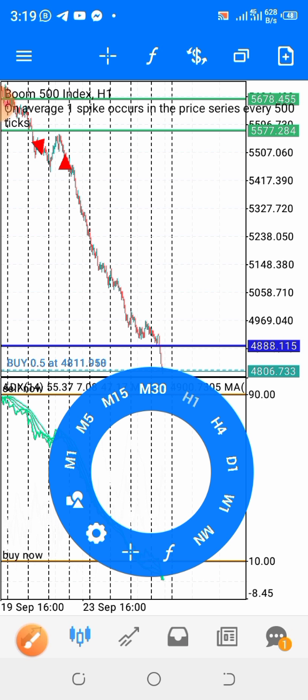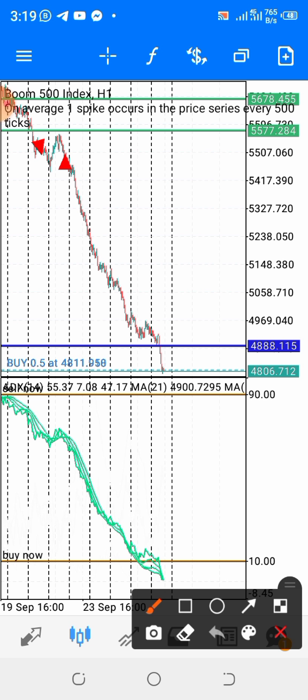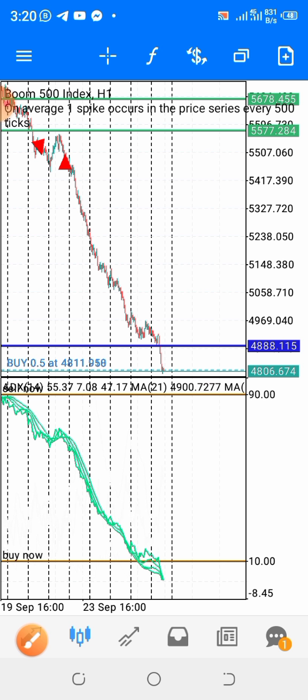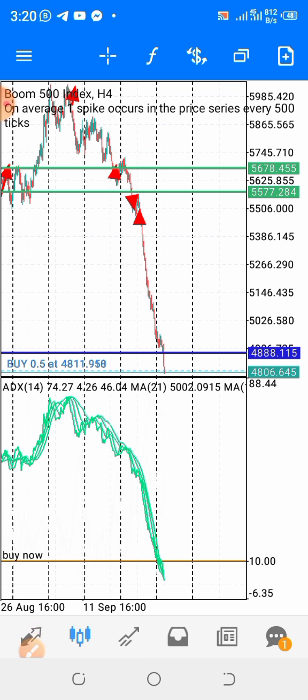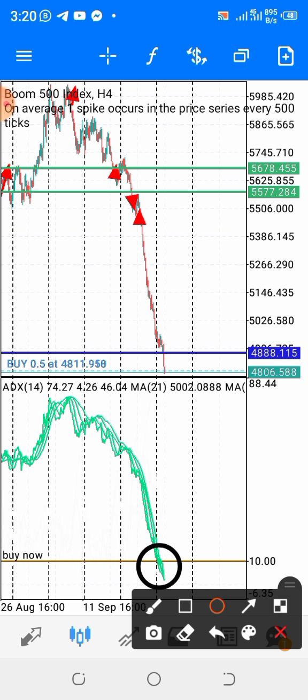Stay at this level. Sorry, let me remove this. As you can see, they are still at that level 10, right? Then you move to 4 hours and you have these indicators, those green lines at level 10. Okay, so once you see it at level 10, you are good to go.